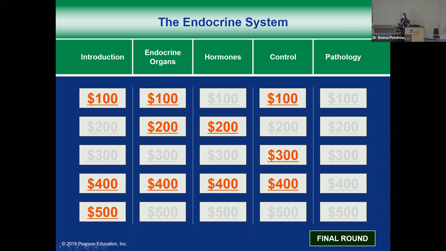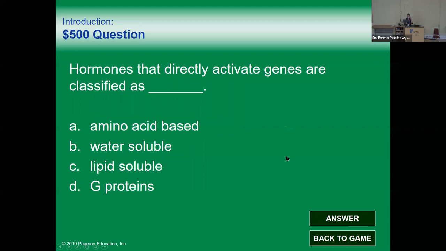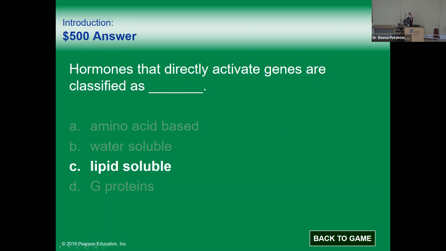Intro 5. Hormones that directly activate genes are classified as amino acid-based, water-soluble, lipid-soluble, or G-proteins. Hormones that directly activate genes. So how could they do that? That'll be your helpful hint. Great. Most of you got it. If they're lipid soluble, they are able to get through that cell membrane and directly activate genes. Perfect. Intracellular binding. Great. What's next?